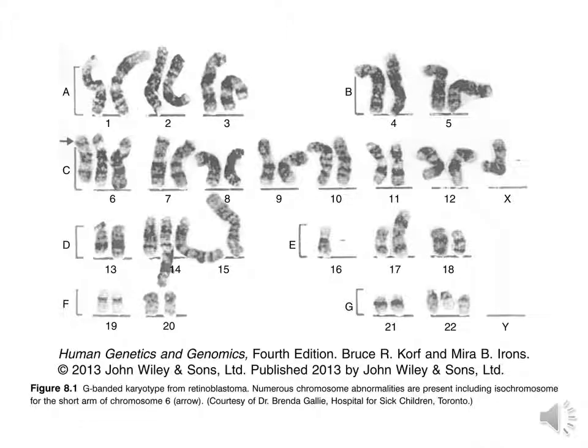This is a G-banded karyotype from an individual that has retinoblastoma. You can see in this karyotype there are numerous chromosomal abnormalities, including an isochromosome for the short arm of chromosome number 6, of which you can see the arrow.